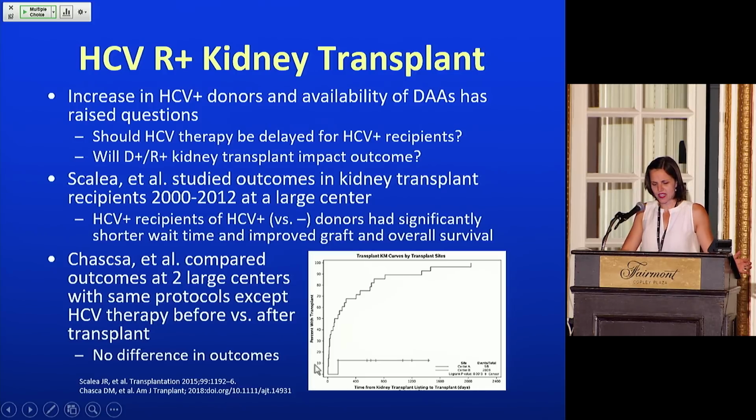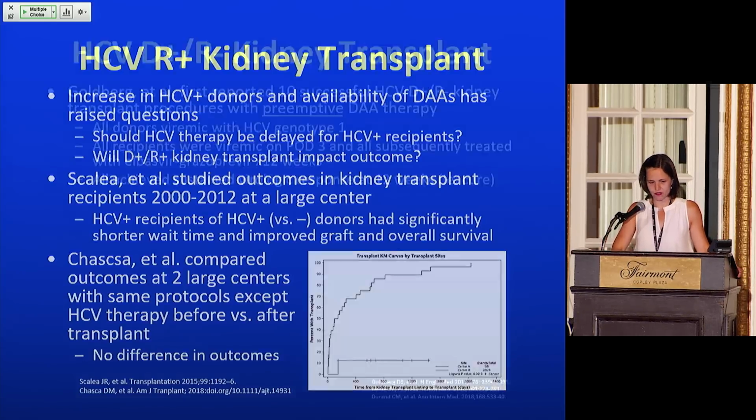And then they compared them based on time from kidney transplant listing to getting your kidney. And this is the percentage of people who get a transplant. And you can see the center that treated the people early before they were listed, not that many people are getting transplants. Whereas the center where they waited to treat, lots of people are getting kidneys because they're eligible for these hepatitis C infected kidneys. No difference in the outcome as long as you treat it.